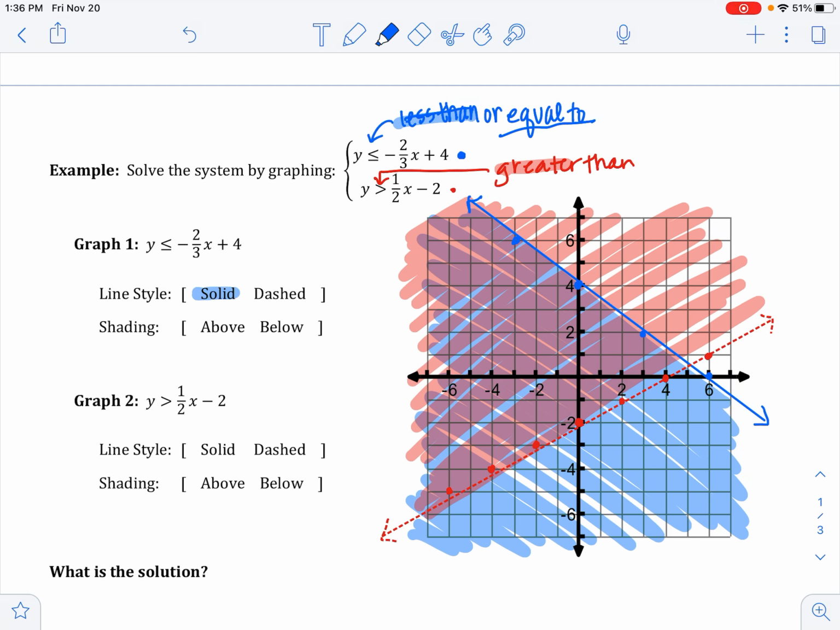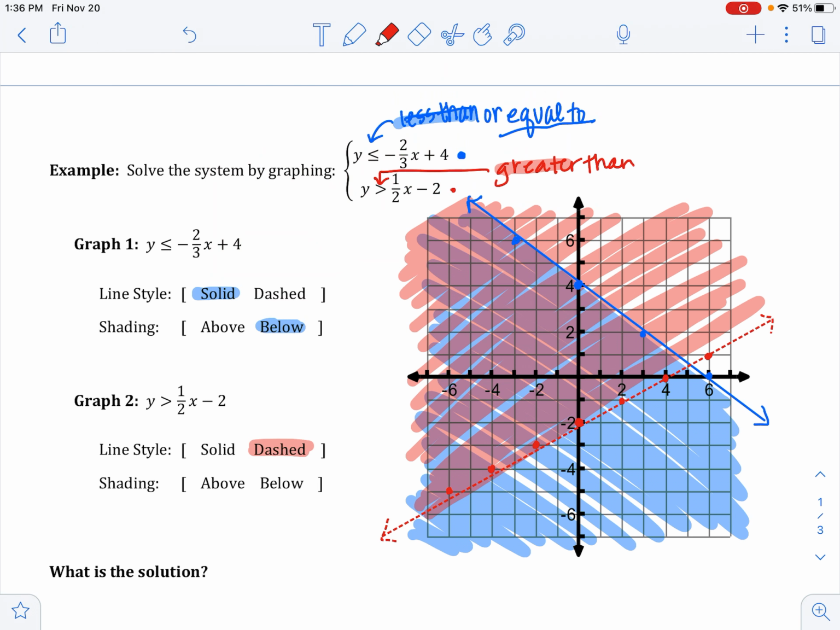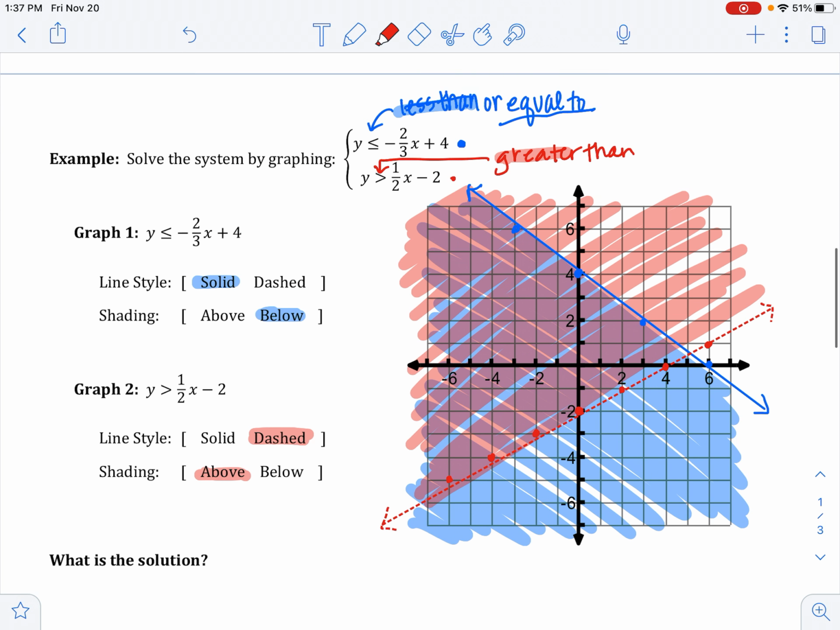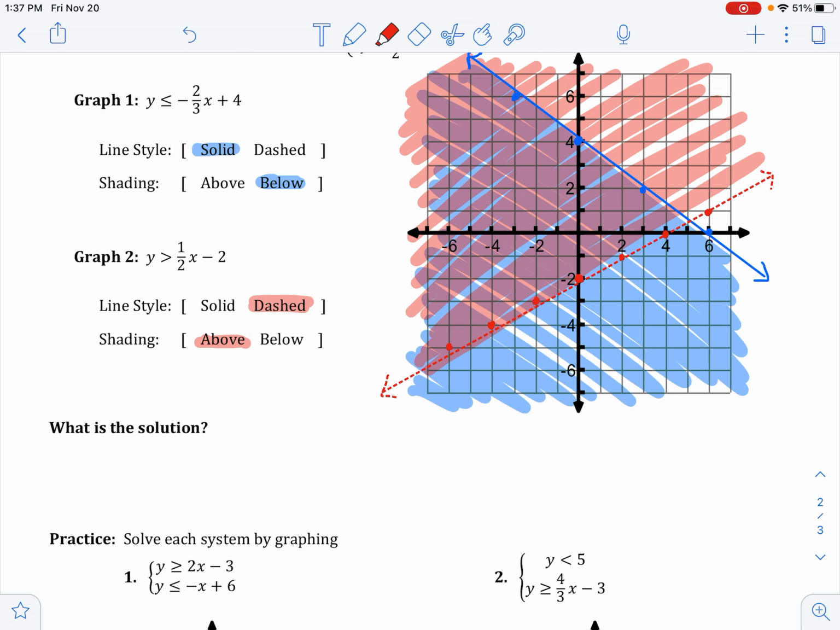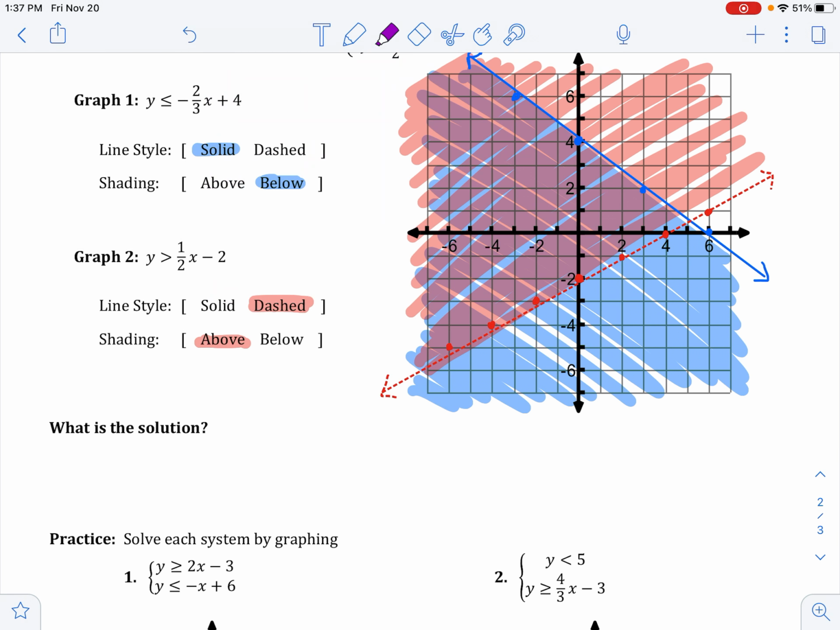All right, now I skipped some questions over here. I should probably go back and answer. My line style in this, I said it out loud, is solid. And I was shading below. My line style on the second one was dashed, and I shaded above. So where are the solutions? Because it's not just one solution, it's multiple solutions.